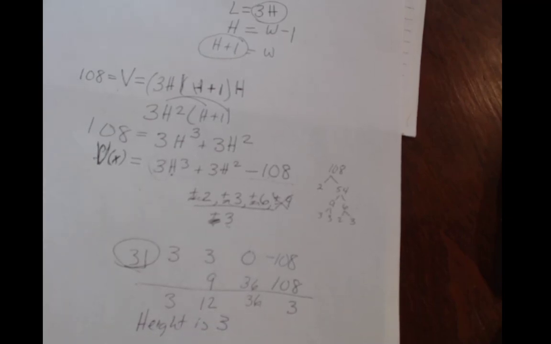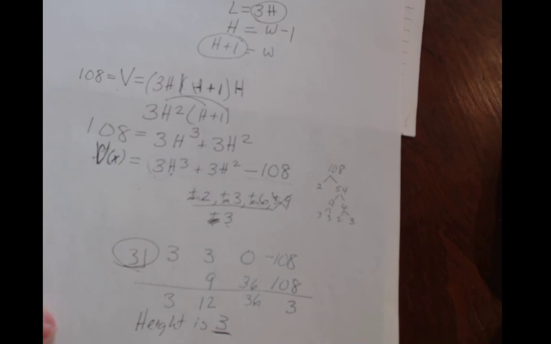The question was find the length, height, and the volume. I said the length is 3 times the height, and the height is 1 inch less than the width. The volume is 108 cubes. Find the dimensions. Okay, so the height is 3.